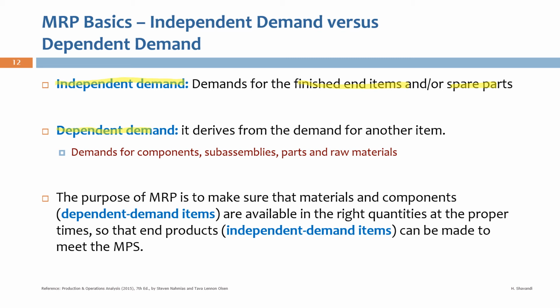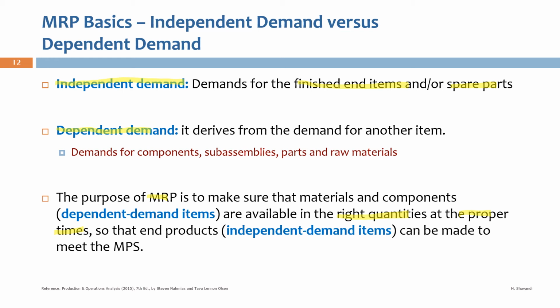Okay, so now we can say the purpose of MRP is to make sure that all materials, subcomponents and sub-assembly parts that we need to produce the end items are available in the right quantities at the proper time. As you see here, any production plan will include the quantities, and it will be based on a schedule, right? So we need to have the right quantities at the right time.